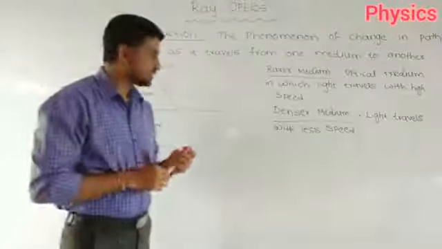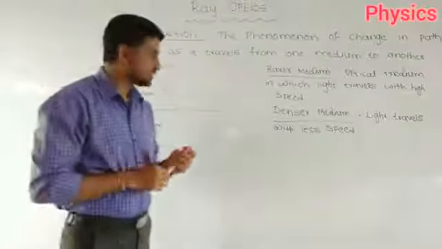Now we will discuss the laws of refraction. Dear students, we already discussed the laws of reflection. In that we studied there are two laws of reflection. Like that, in the case of refraction there are also two laws of refraction. Let us discuss the first law of refraction. The first law states that the incident ray, refracted ray and normal drawn to the interface at the point of incidence all lie in the same plane. That is called the first law of refraction.